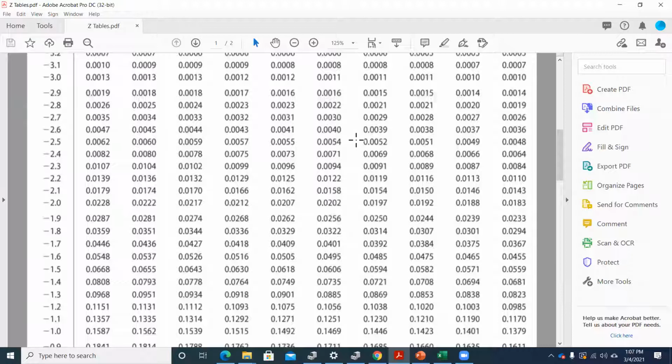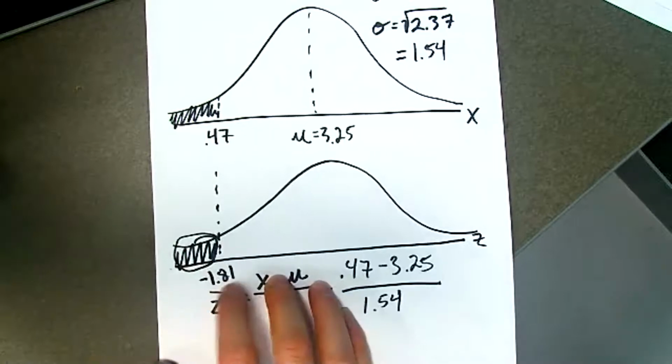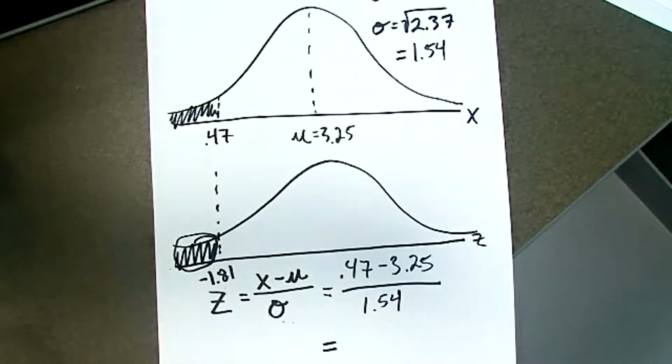And like I said, as we do more of these, we'll start to recognize the values. If it is really far away from the mean, we know the area to the left is close to 0. That just comes from having a little bit more practice working with these z-values. Okay.